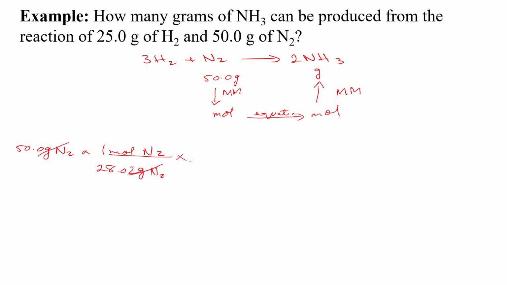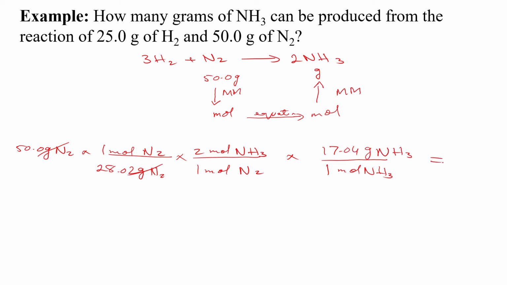This is cancelled. Next step is the mole to mole conversion between moles of nitrogen and moles of ammonia. We have 1 mole of nitrogen, 2 moles of ammonia, and then from moles of ammonia to grams of ammonia, we found the molar mass of ammonia in one of the previous slides. You can take it from there. So 1 mole of ammonia is 17.04 grams of ammonia. All these are cancelled, and we have grams of ammonia in our answer.